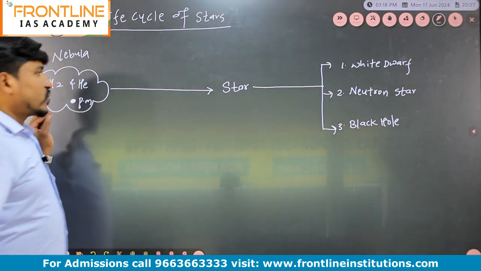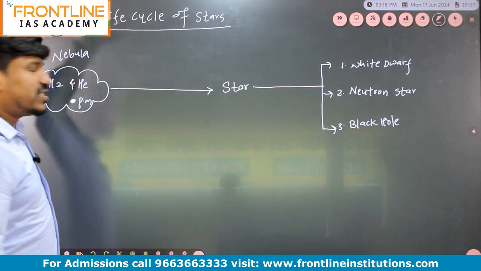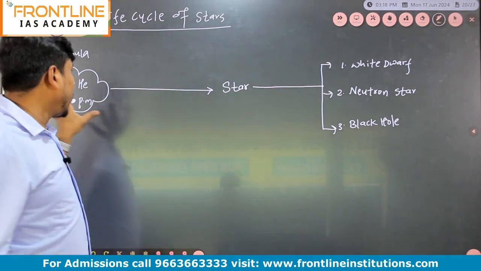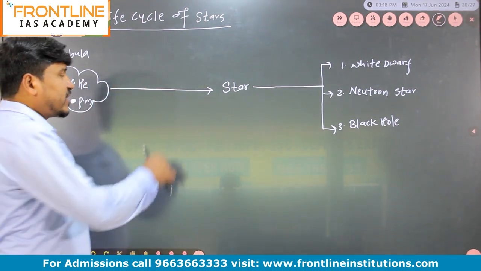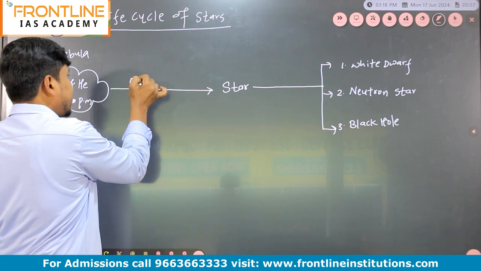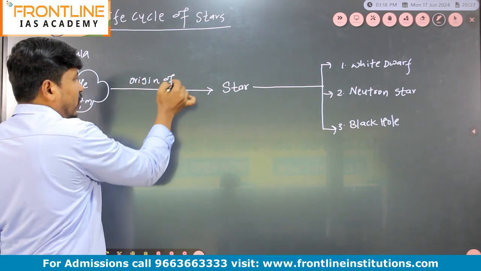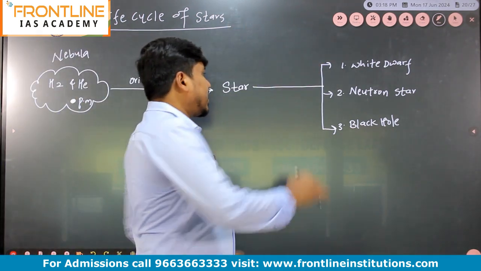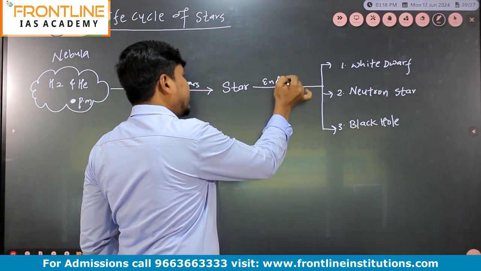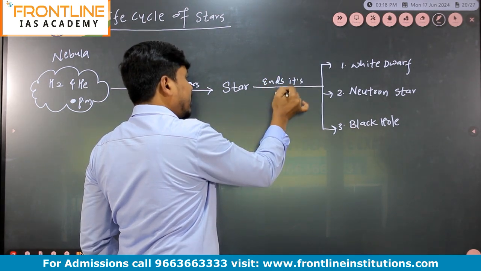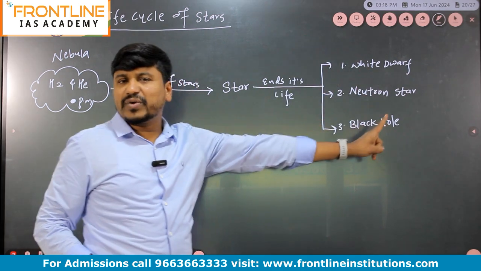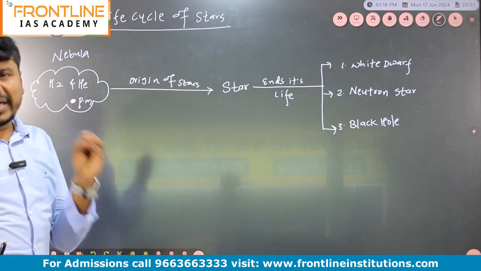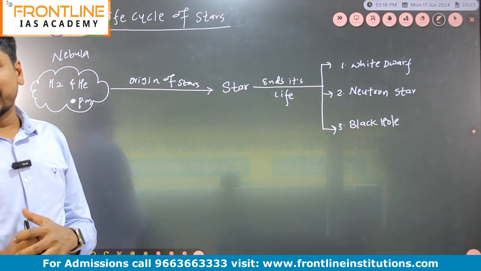Right? You remember? The star originates from nebula. What is nebula? Nebula is a cloud of two major gases, hydrogen and helium, and particulate matter. Nebula leads to the formation of stars. That is the origin of stars. The star originates from nebula and ends its life as a white dwarf, neutron star, or black hole. Now we'll discuss one by one what a white dwarf, a neutron star, and a black hole are.